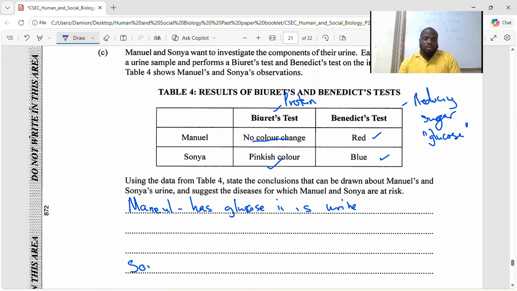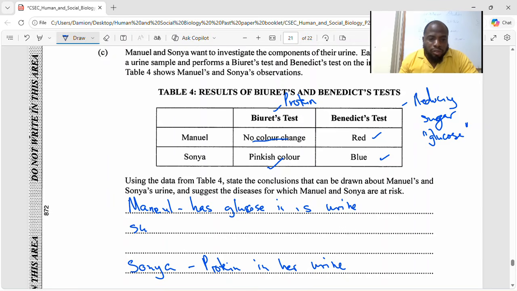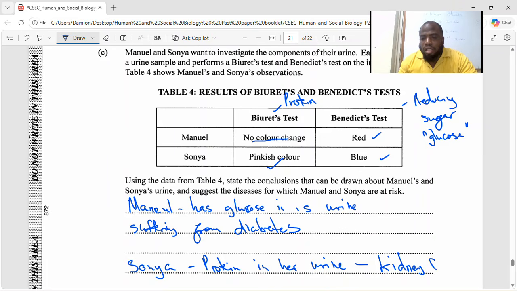Sonia has a pinkish color for the Biuret test, and that is indicating that she has protein in her urine. So Manuel might be suffering or at risk for diabetes, and of course she's going to encounter kidney failure.